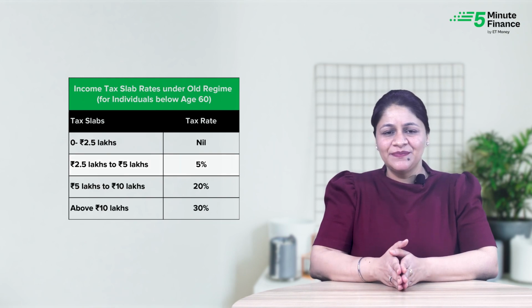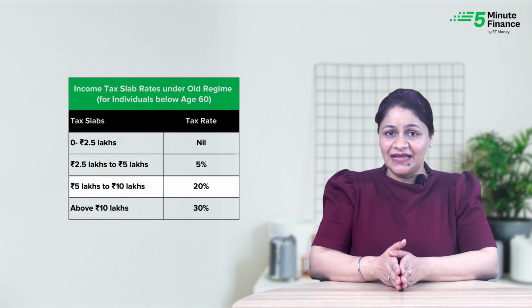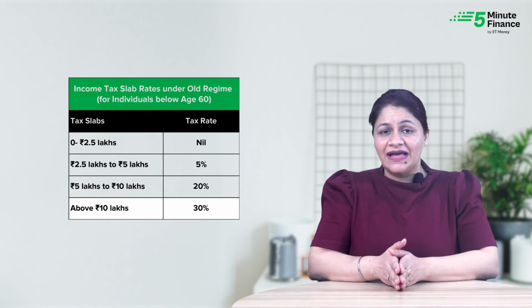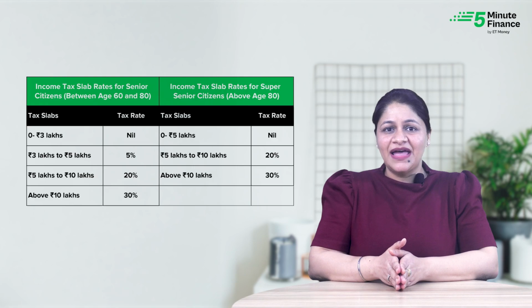Easy to understand? Similarly, for the next slab of income between 5 lakh rupees and 10 lakh rupees, you'll have to pay a tax of 20%. And any income above 10 lakh will be taxed at 30%. Likewise, you can see the tax slab and rates for senior citizens and super senior citizens on your screen.